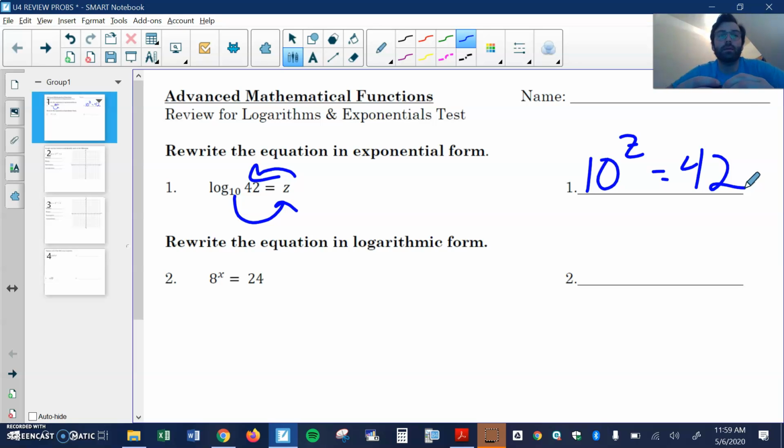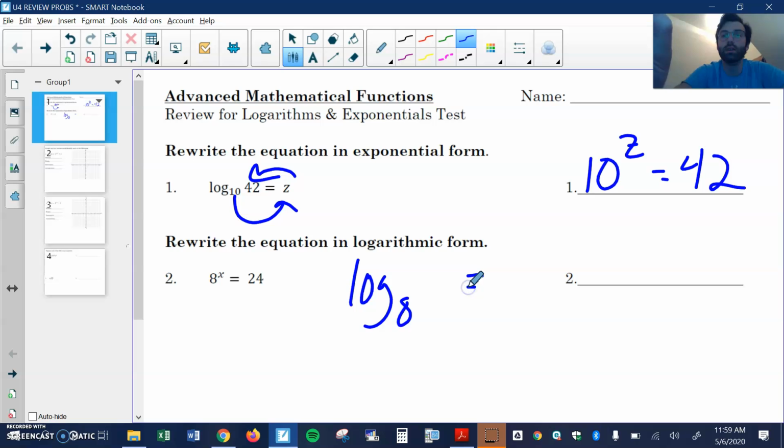It says rewrite the equation in log form. Now we're going from here to there, so we're undoing the circle of life. In number 1, I asked you what the base of the log was. The base of the log was 10, so the base of the exponent is 10. Well, here the base of the exponent is 8. So that means the base of our log is 8.